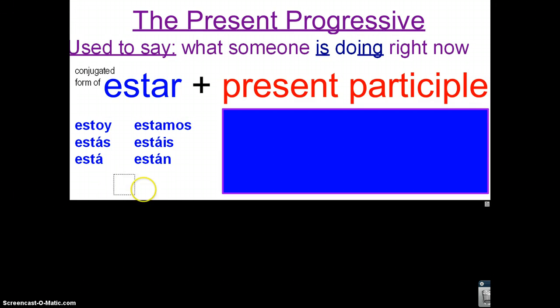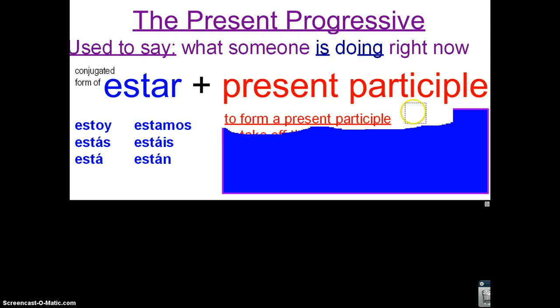Practice makes permanent, and so we want to make sure we're doing it right. So you're going to need a conjugated form of estar plus this thing called a present participle, the doing part, or in your English classes you might call it a gerund. How do you form the present participle?